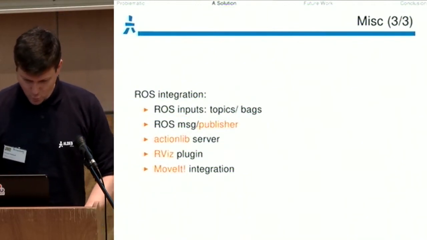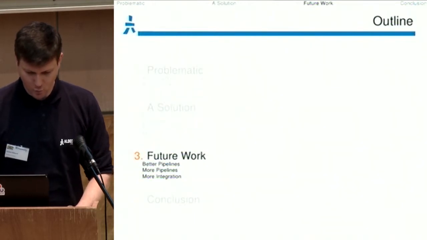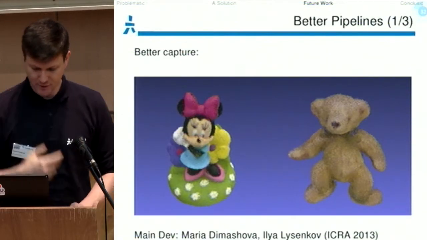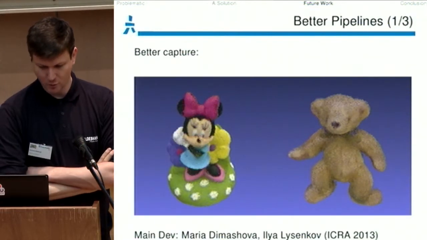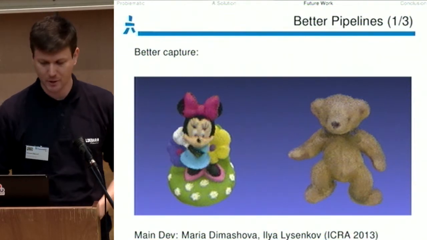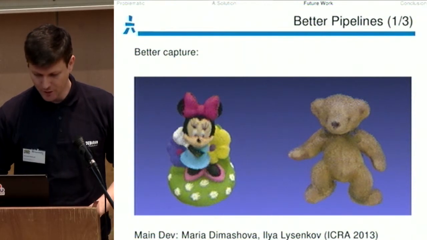Okay, so this is what we have right now. And what are we working on, or what needs to be improved with that? Well, better pipelines. The capture you saw is pretty coarse. It's really just figuring out the pose from the dot pattern, and then merging everything together. That's cool, but that's really not good enough.